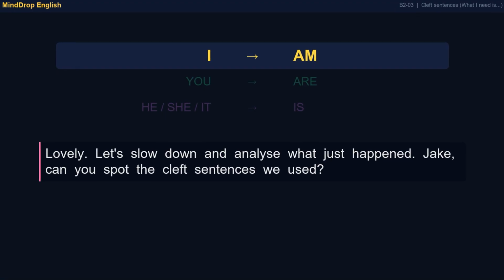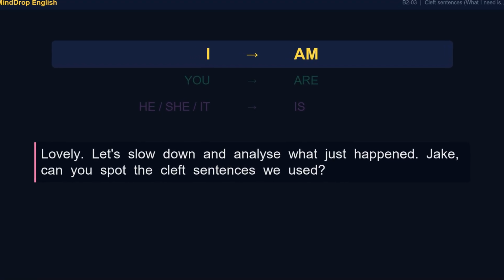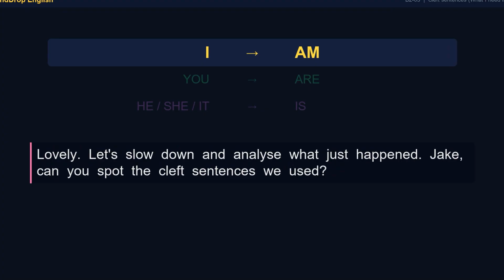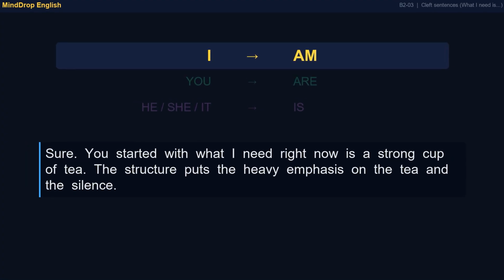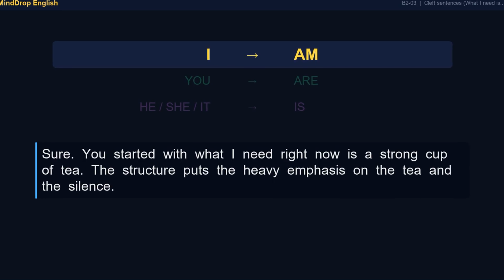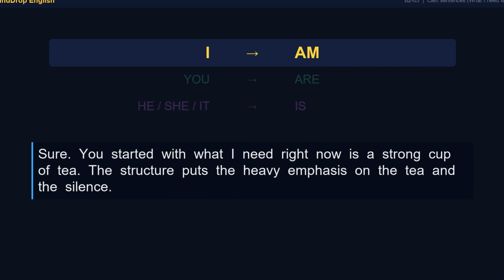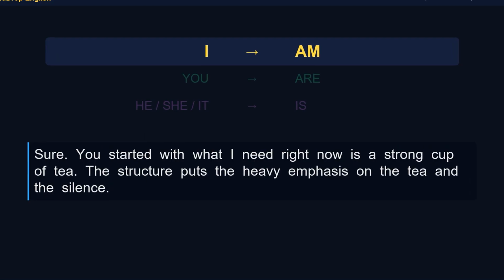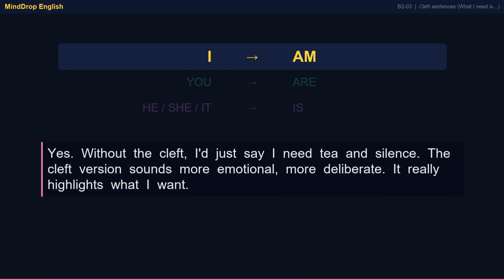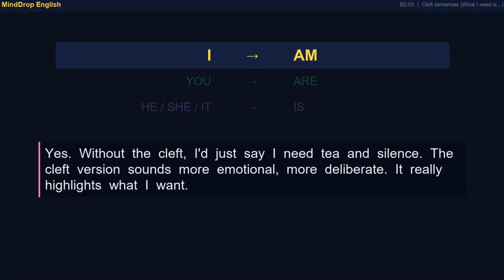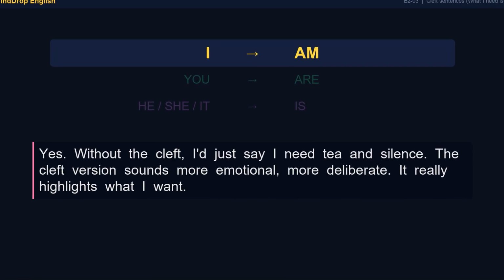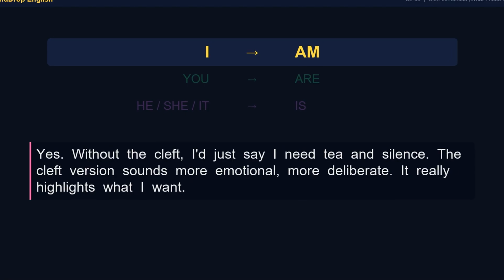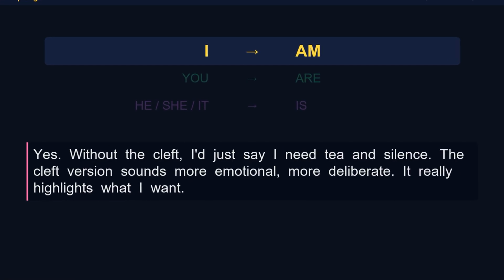Lovely. Let's slow down and analyze what just happened. Jake, can you spot the cleft sentences we used? Sure. You started with what I need right now is a strong cup of tea. The structure puts the heavy emphasis on the tea and the silence. Yes. Without the cleft, I just say I need tea and silence. The cleft version sounds more emotional, more deliberate. It really highlights what I want.